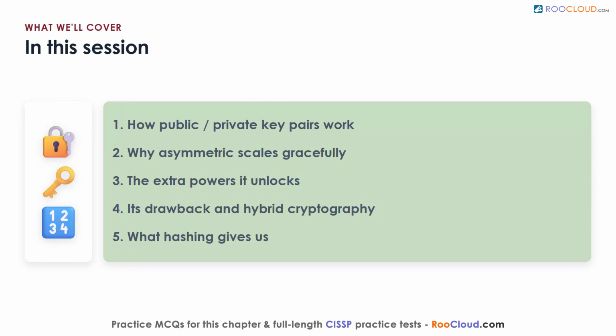We'll answer several questions. How do public and private key pairs work? Why does asymmetric encryption scale so gracefully? What extra powers does it unlock? What is its one big drawback? And how do we work around it? And what does a hashing algorithm actually give us?